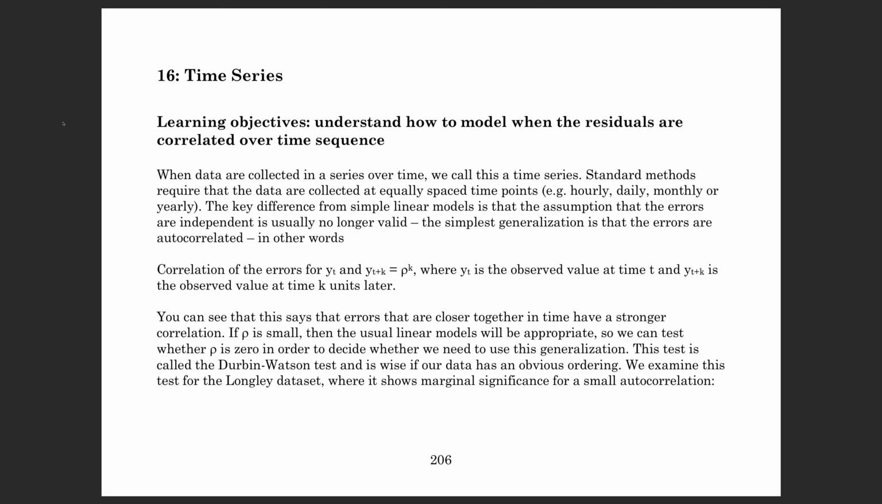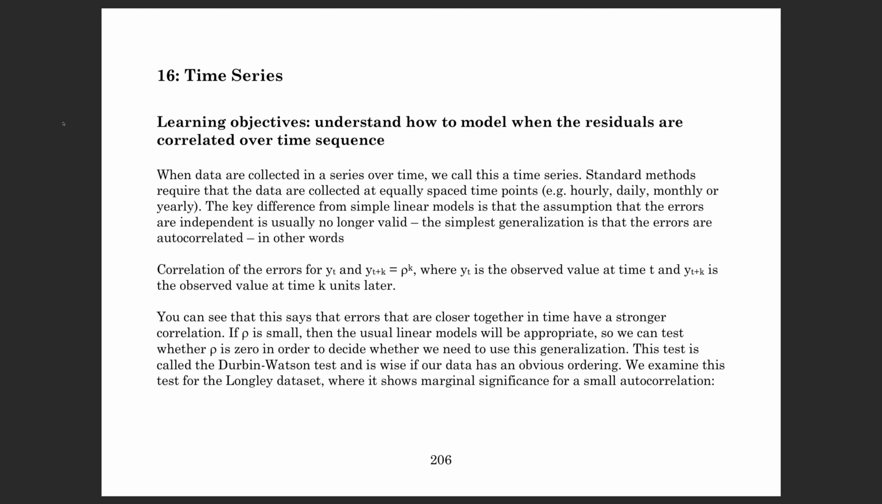So when data are collected in a series over time, we call this a time series. The standard methods require that the data are collected at equally spaced time points, whatever that might be. It could be hourly, daily, monthly, or yearly. The key difference from simple linear models is that the assumption that errors are independent, we know, is not valid.